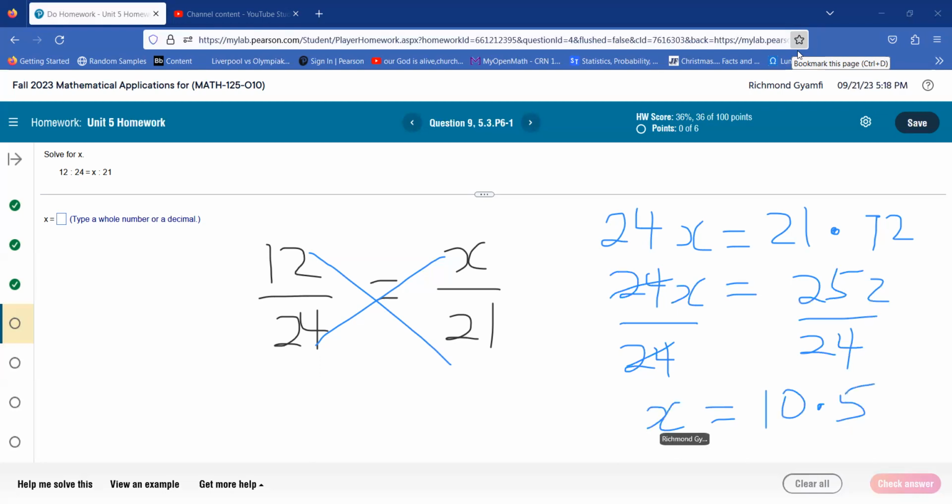Now I'm going to go to the question and then check what is in the parentheses. It says, oh, type a whole number or a decimal. So I have a decimal, so I'm good to go, right? So because I have a decimal, I am good. So I have 10.5, and that's it.